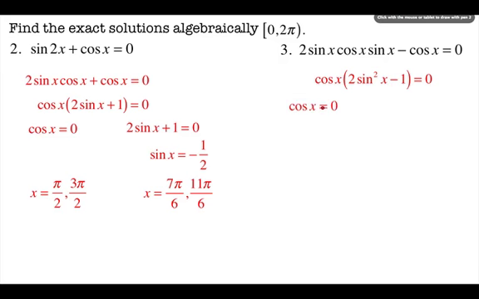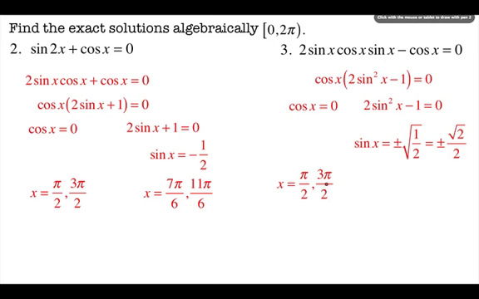Set the first factor equal to 0, second one equal to 0, but you have to do a little bit of algebra here, solve for sine of x, which means you have to take the square root of both sides, and we end up with plus or minus. Once we rationalize, we get plus or minus radical 2 over 2. And then we find where x is equal to 0 between 0 and 2 pi. That occurs at pi over 2, 3 pi over 2.